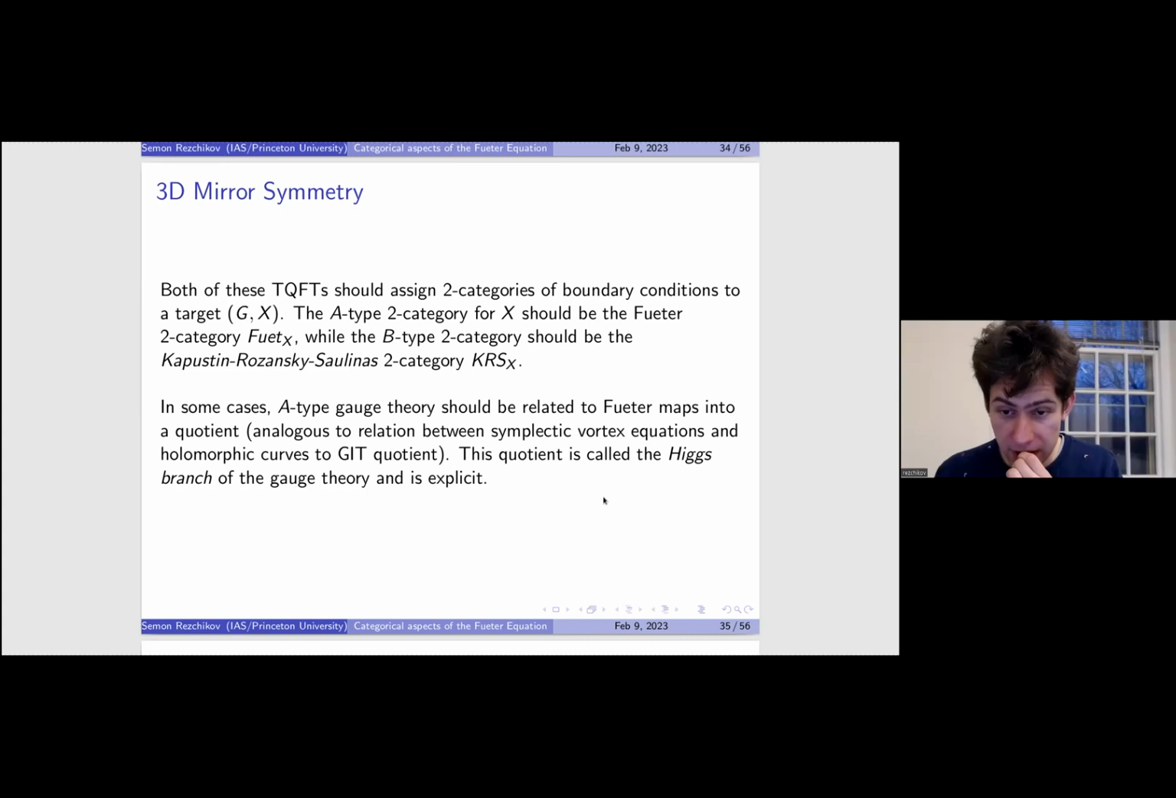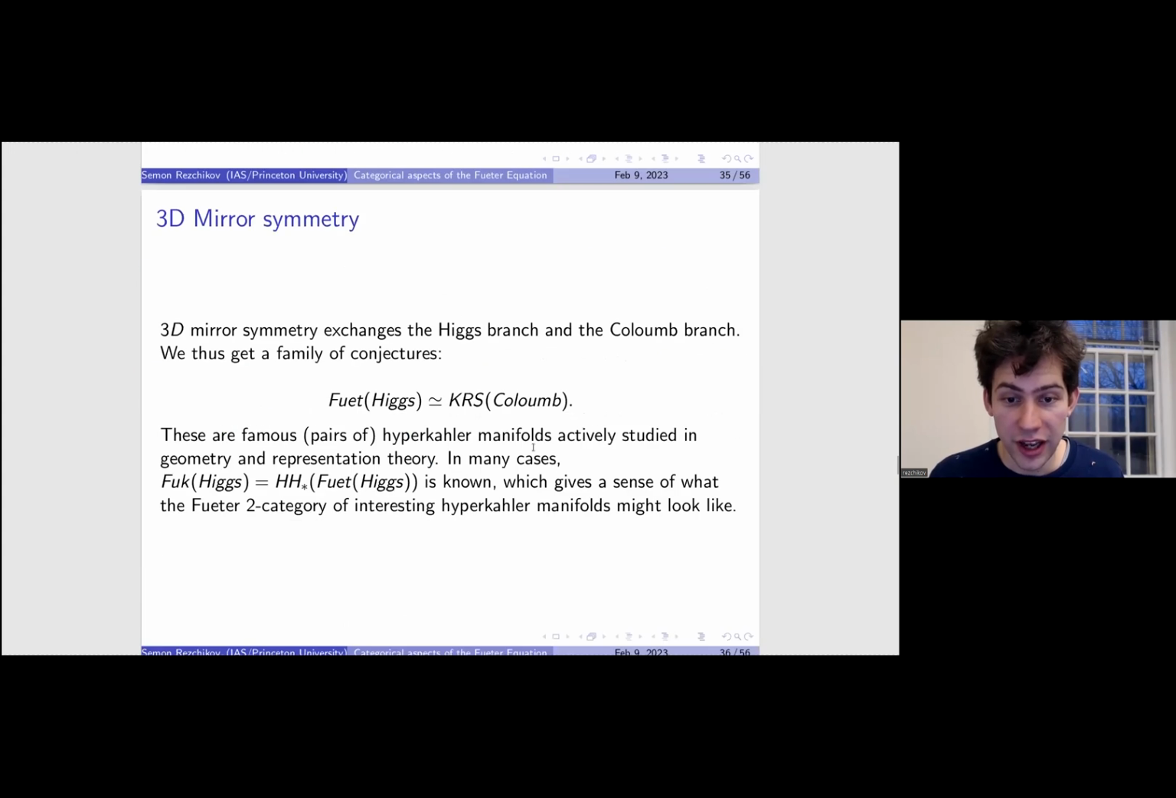Yeah. All right. So anyway, the hope is that for these gauge theory type equations you should be able to take some kind of limit, and you should get Fueter maps into some kind of quotient, some nonlinear manifold. And you know what this quotient is. This quotient is called the Higgs branch of this gauge theory. It's something you can write down. And then this 3D mirror symmetry has all these expectations. It should exchange the Higgs branch and the Coulomb branch. It should exchange the A-twist with the B-twist.